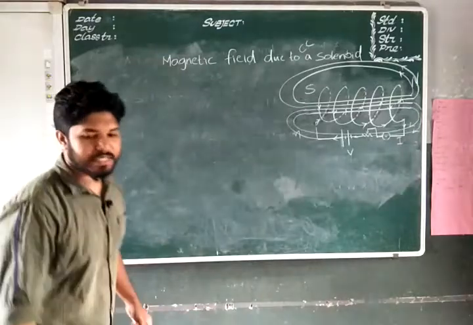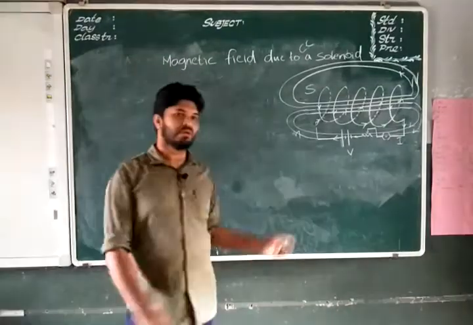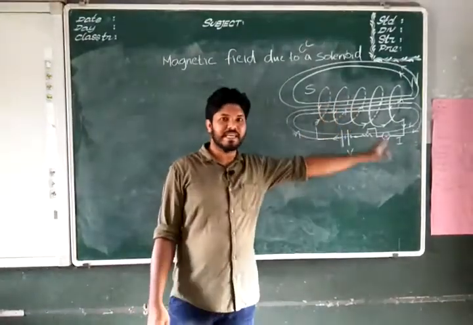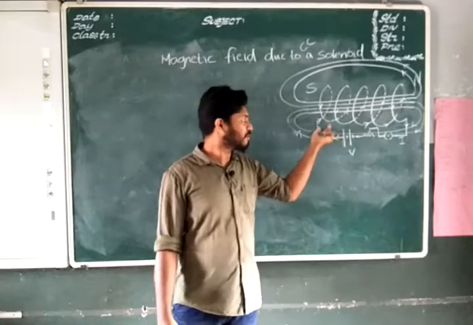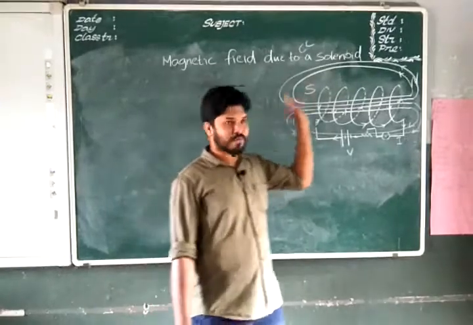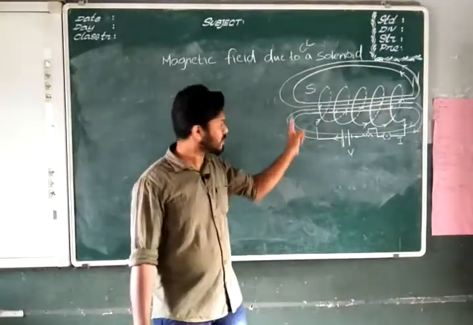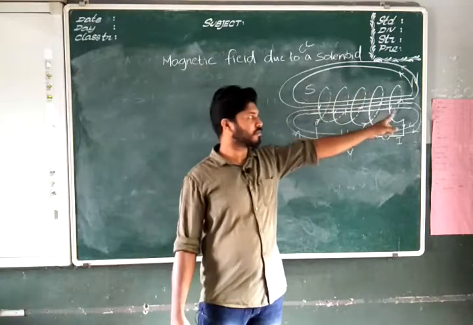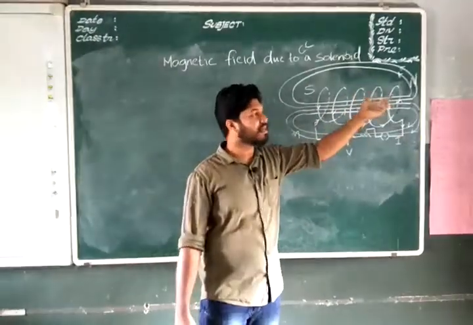Already we got the direction of magnetic field. How? According to the clockwise and anti-clockwise directions of current movement, we got the direction of the magnet, south pole and north pole. If it is clockwise, it indicates the south pole. If it is anti-clockwise, it indicates the north pole.